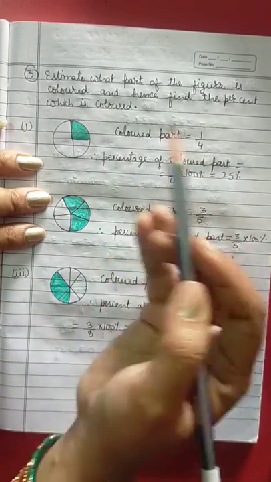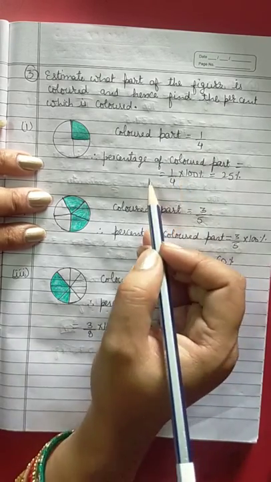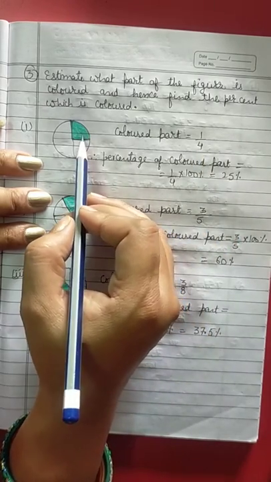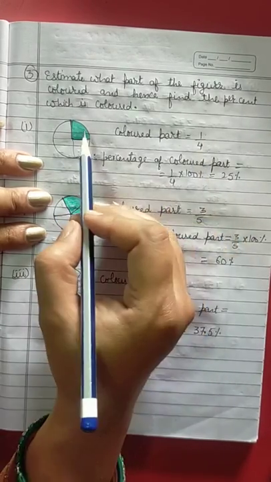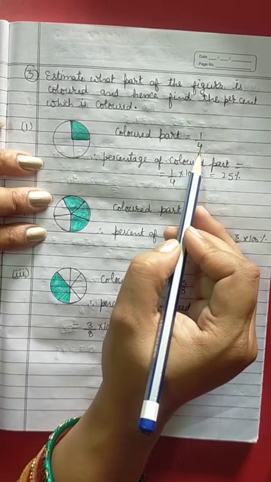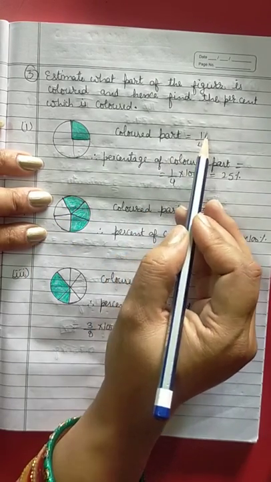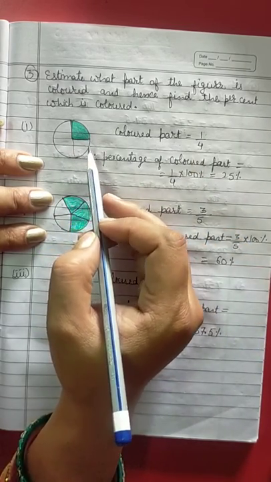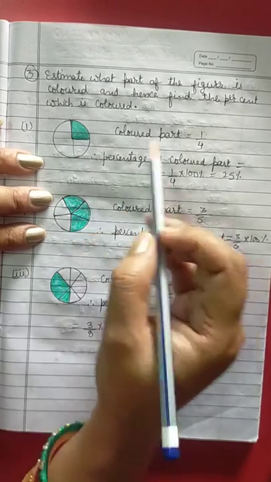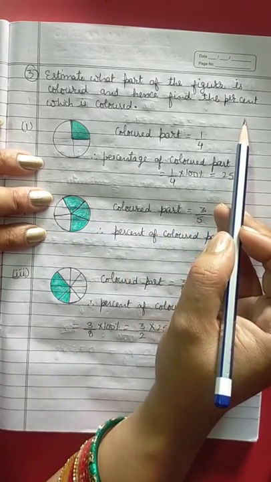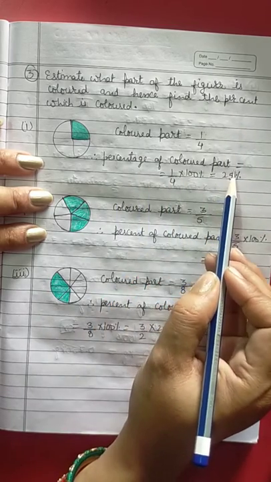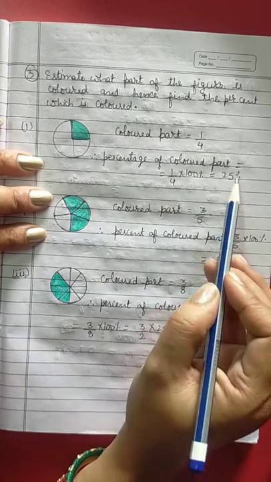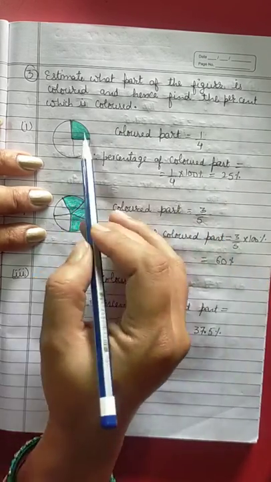So how to write the colored part in fractions? The total number of parts of the diagram we write in the denominator, and how many parts are colored we write in the numerator. So only one part is colored, so write here 1 upon total parts, that is 4. So colored part is 1 by 4. It shows that the 1/4 part of this circle is colored, fine. And now according to the question we have to find out the percent which is colored. So percentage of the colored part is equal to 1 by 4 multiplied by 100%. Now solve it and you get 25% part of the circle is colored.